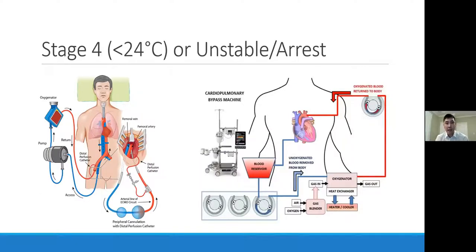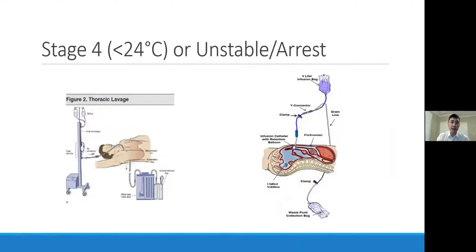Once patients are below 24 degrees or either unstable or arrested, that's when you want to start invasive rewarming. ECMO and cardiopulmonary bypass are preferred methods of rewarming if they're available. Active resuscitation, including CPR and ACLS, should be employed as necessary, and the airway should be secured. If you happen to be in a center where ECMO or cardiopulmonary bypass are not options, or the patient is not eligible for those for various reasons, then that's when you can consider other invasive rewarming.